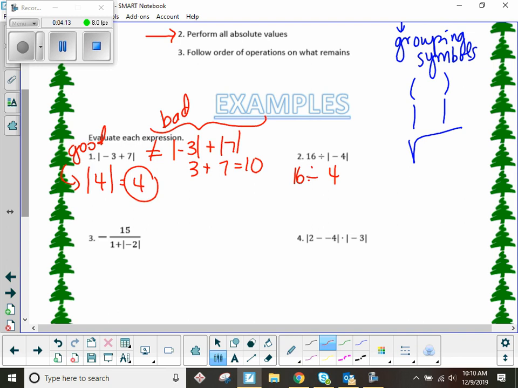Then you go on and do the rest of your order of operations. There's no exponents. There is a multiply or divide, though. 16 divided by 4 is 4.